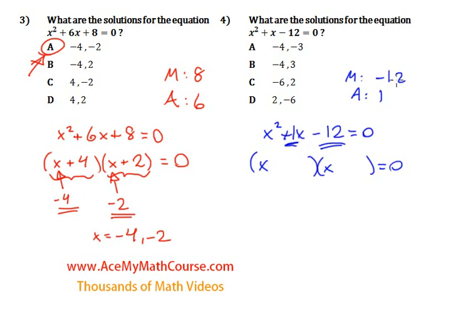So what numbers multiply to 12? Let's ignore the negative for now. 1 and 12, 2 and 6, 3 and 4. But we want two numbers that will multiply to negative 12. So we need a positive number and a negative number. And they need to add up to 1.